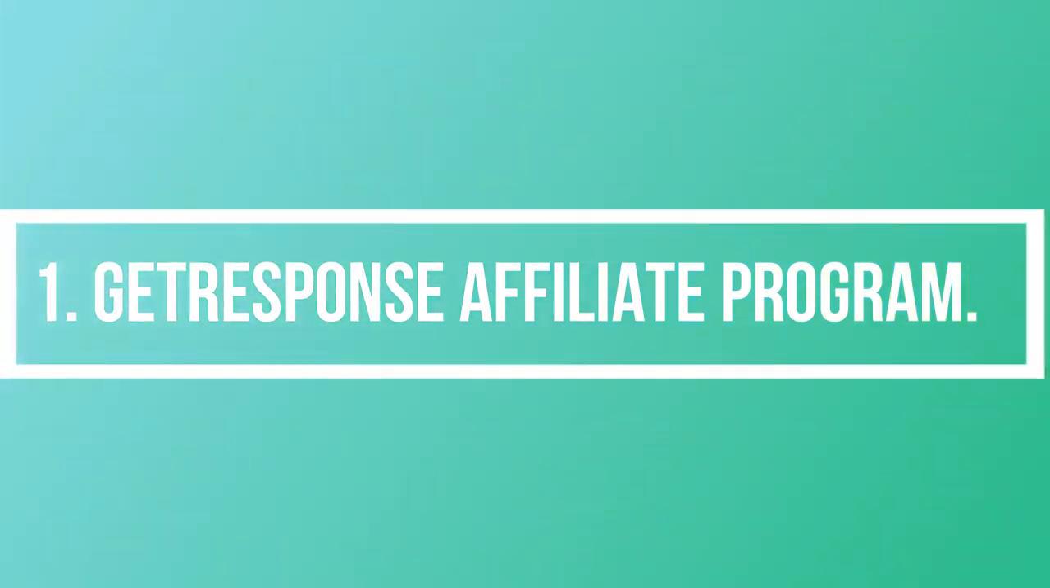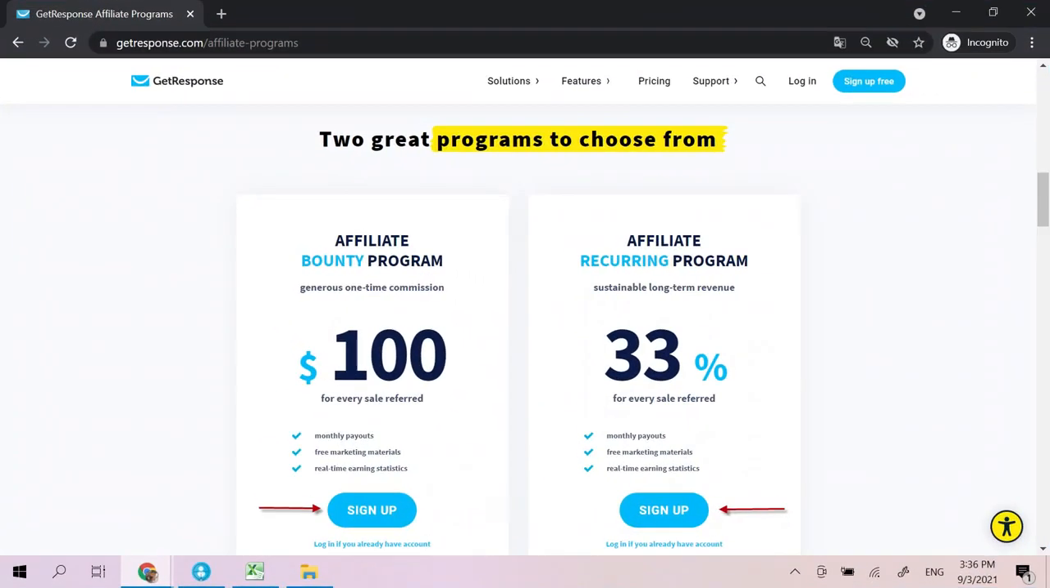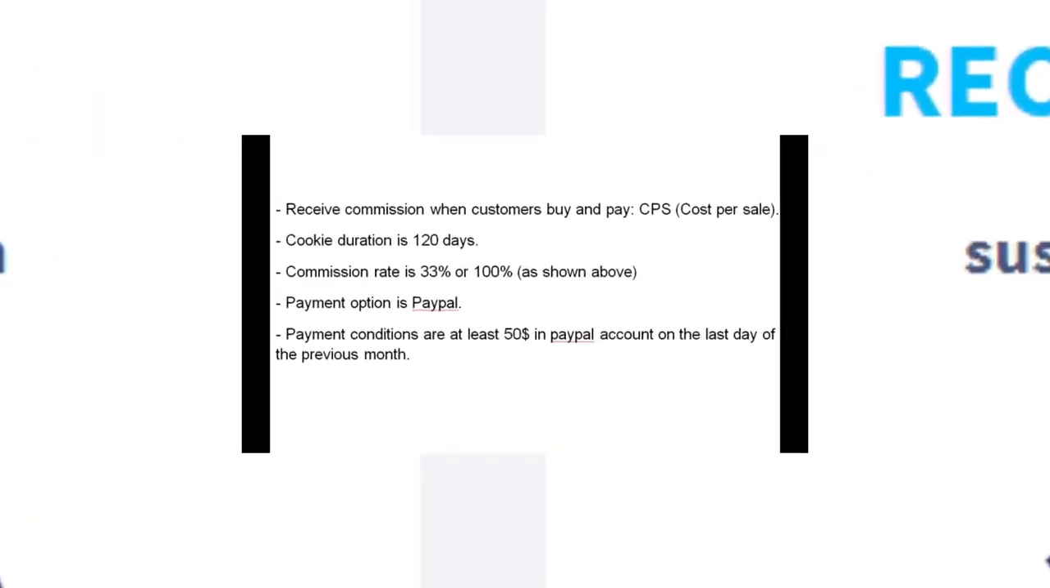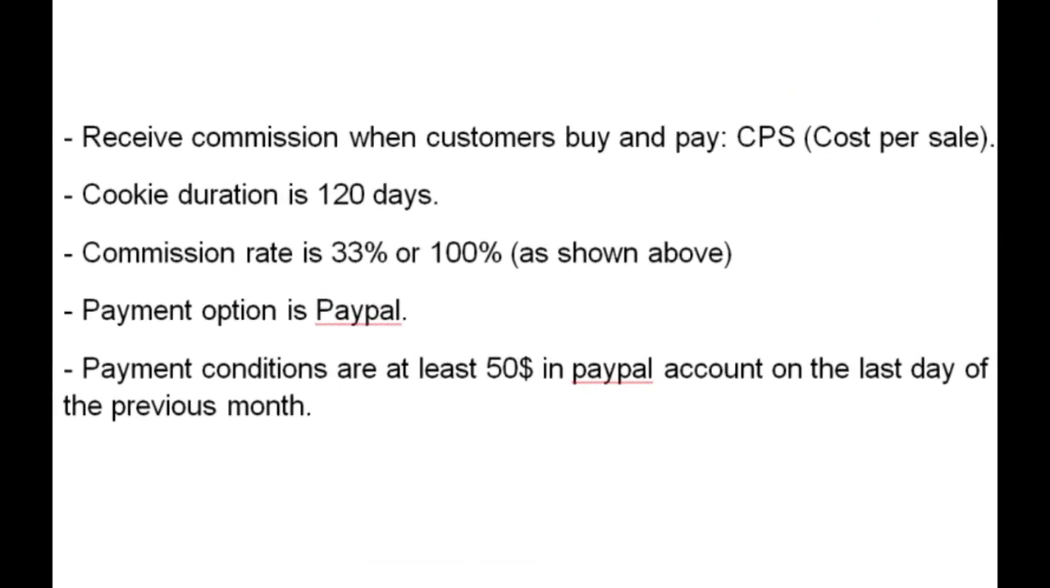Now we go to the first item. GetResponse offers you 2 programs to choose. The affiliate recurring program pays 33% of the monthly payment of each referred customer. The affiliate bounty program pays $100 in one-time payments of each referred customer.